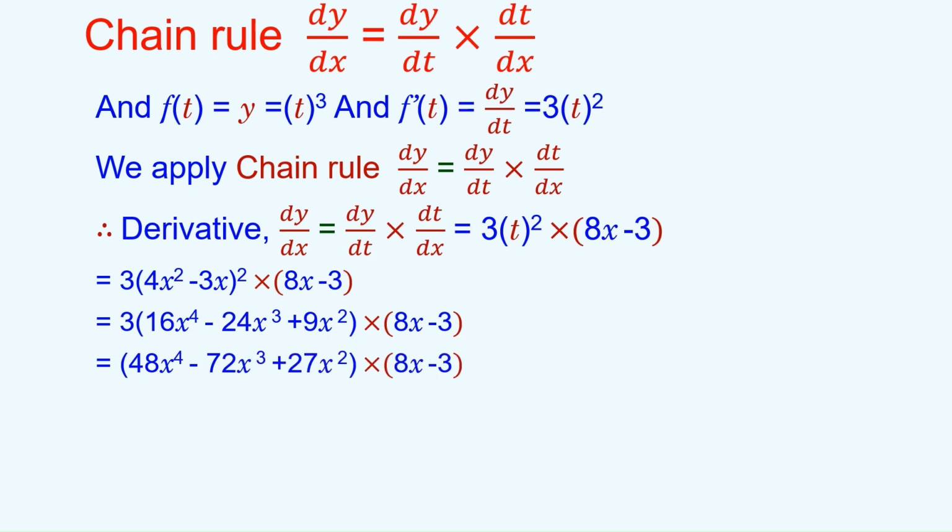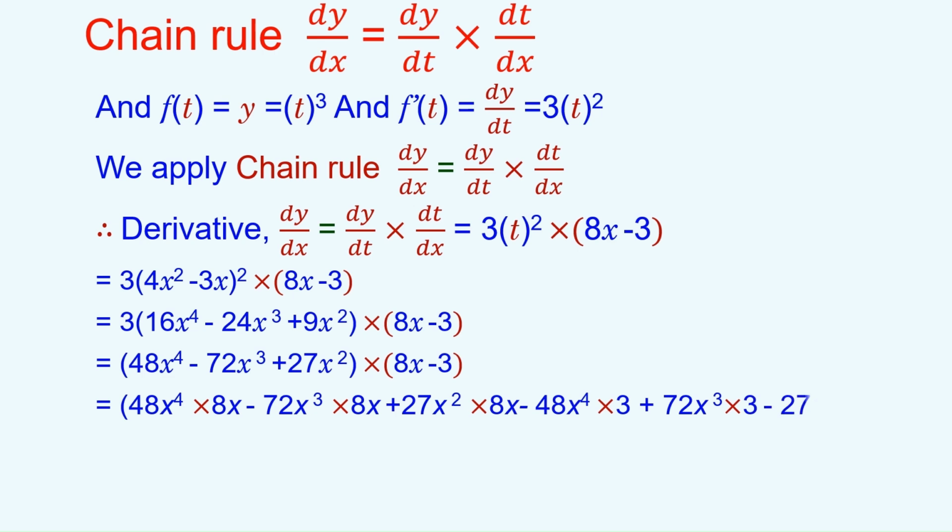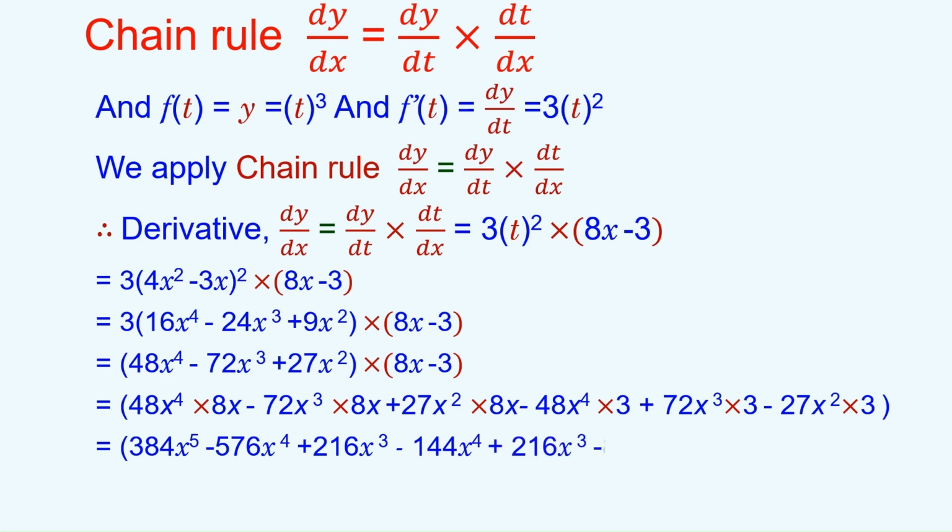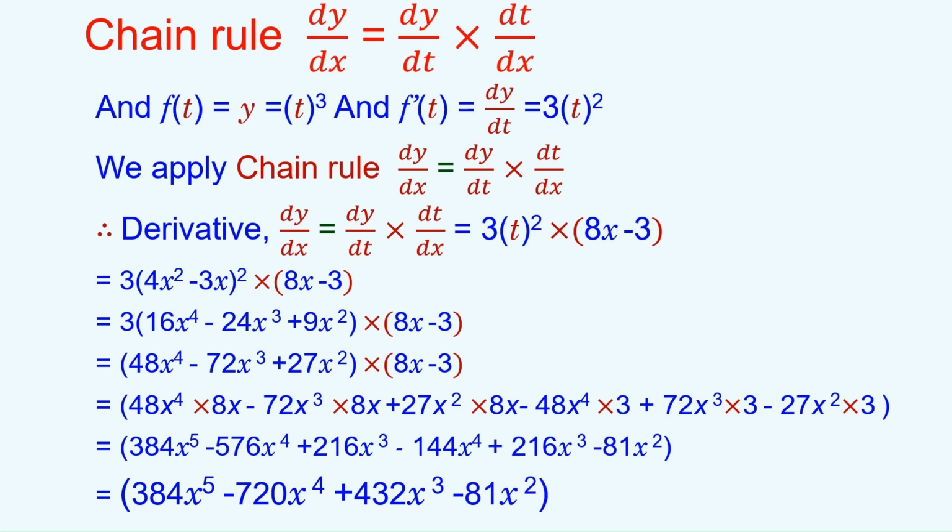Equals 48x to the power of 4 times 8x minus 72x to the power of 3 times 8x plus 27x squared times 8x, minus 48x to the power of 4 times 3 plus 72x to the power of 3 times 3 minus 27x squared times 3. Solving it further carefully, we get the derivative dy/dx equals 384x to the power of 5 minus 720x to the power of 4 plus 432x to the power of 3 minus 81x squared.